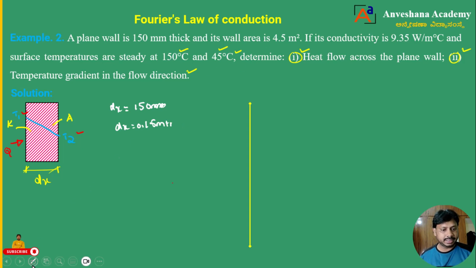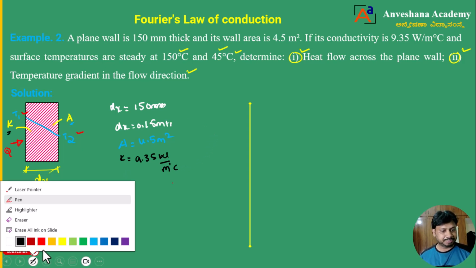And the area, how much has he given, dear students? That area which you marked as A here is given in the problem itself, that is 4.5 meter square. Fine. Next, the thermal conductivity, which he has given as K. That K is equal to 9.35 watt per meter degree Celsius. Dear students, sometimes he will give watt per meter degree Celsius or sometimes watt per meter Kelvin, so you have to take care of the unit.